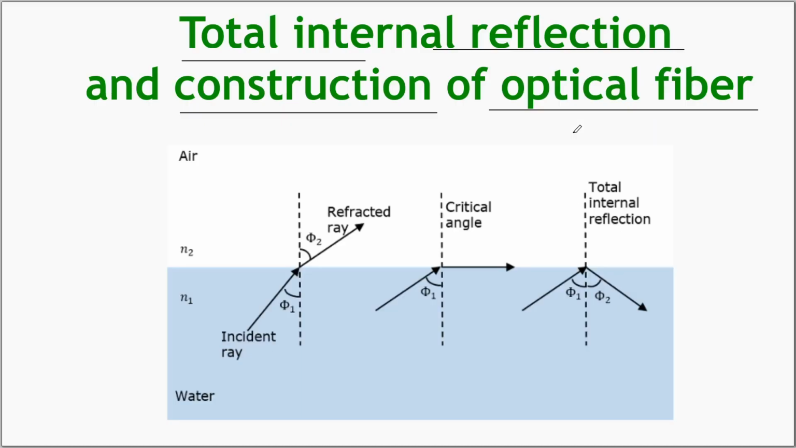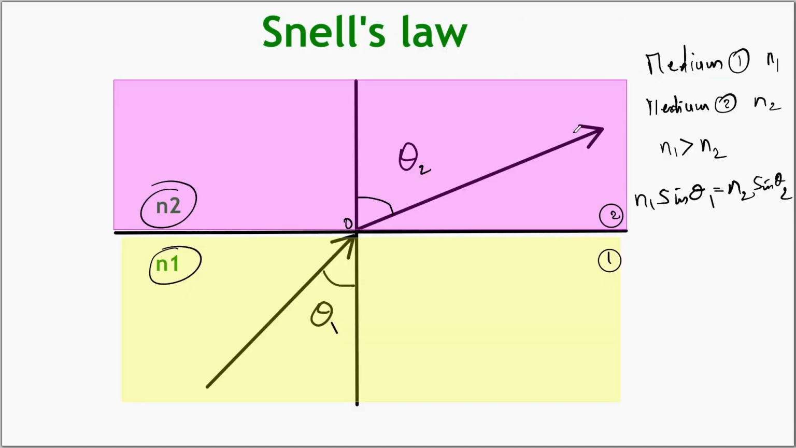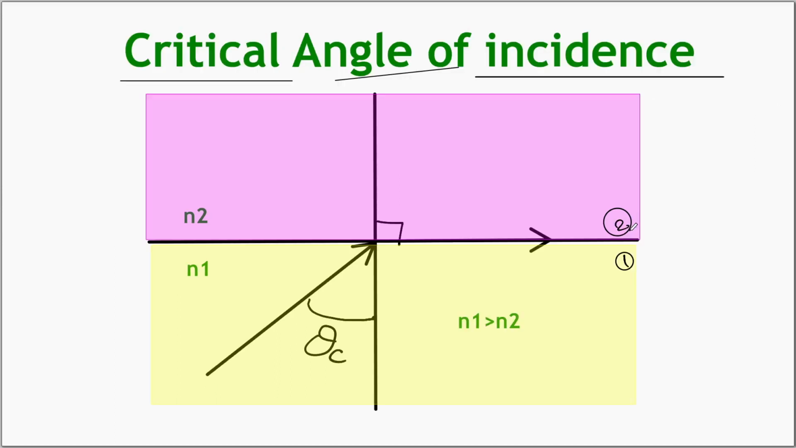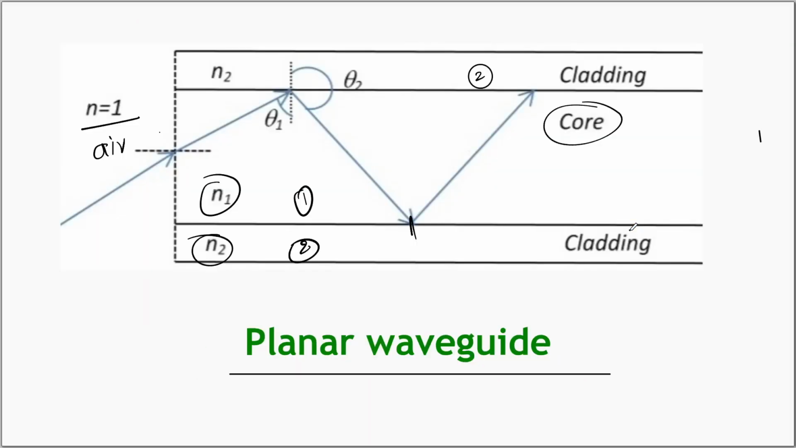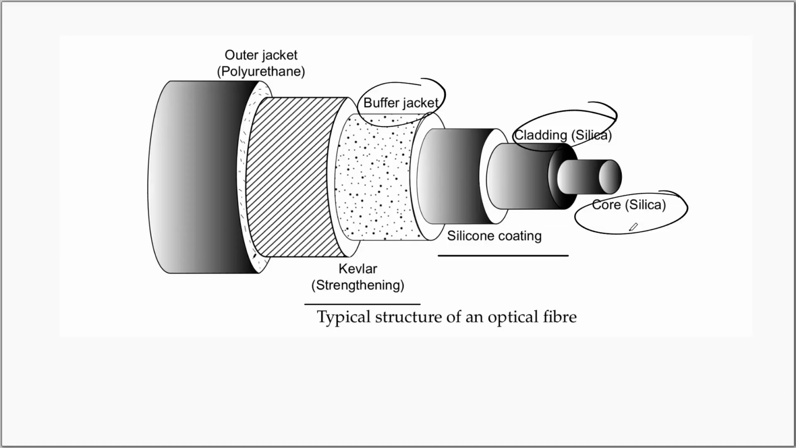In this video we have started our discussion with Snell's law. We have said that if you have two dielectrics separated by an interface, and a ray touches the interface with an angle of incidence θ1 and refracts into the second dielectric with an angle of refraction θ2, then n1 sin θ1 is equal to n2 sin θ2, which is called Snell's law. We have seen what happens if the angle of incidence is increased. Further, we have seen what the critical angle of incidence is. We have seen total internal reflection. We have seen how total internal reflection is used to construct planar waveguides. And we have seen the detailed construction of an optical fiber.